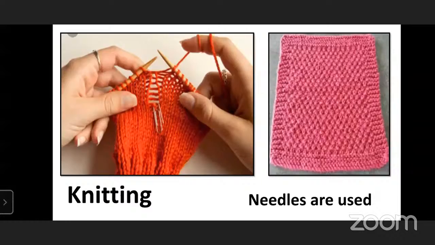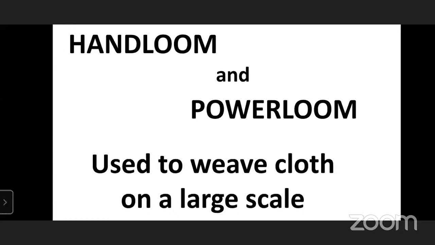Another, children, we all know mama wears a sari. Saris are there, bed sheets are there, and for material which is very big, we cannot use the knitting method. We cannot knit the cloth for so long. For that we use two methods, that is hand loom and power loom. We use these two machines to weave cloth on a large scale. When the cloth is very big, how do we get it? We don't sit and knit; we use machines. These two machines we'll see.